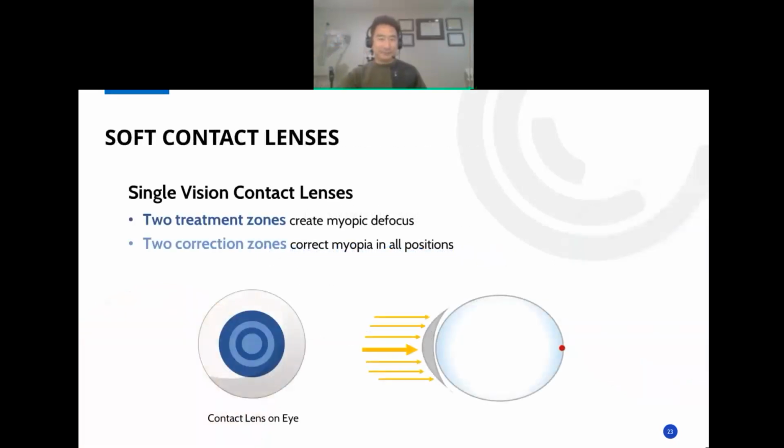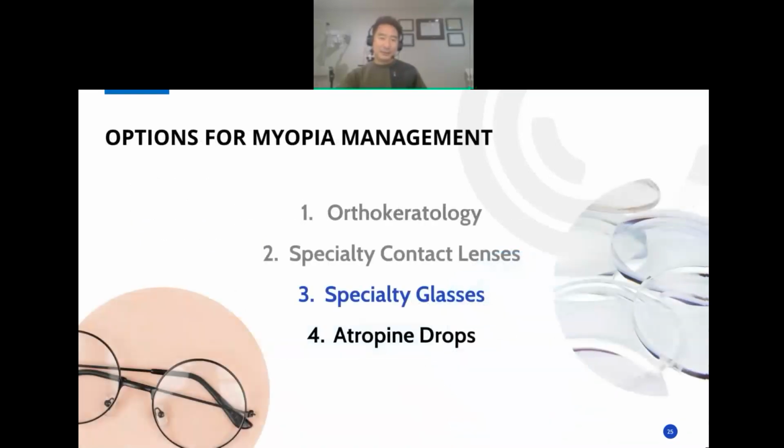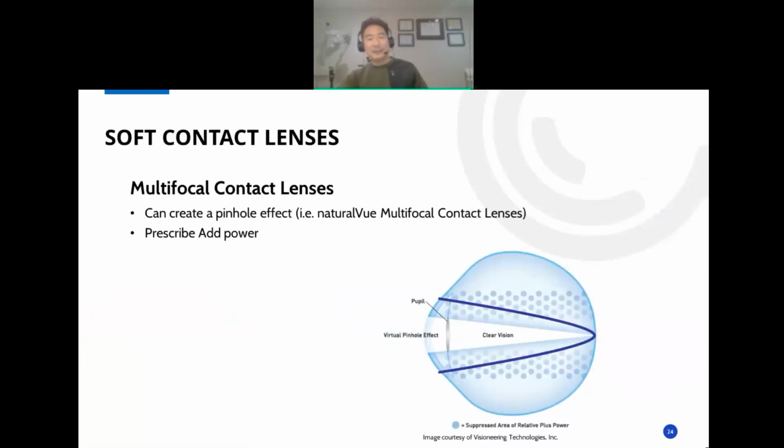Remember, the whole idea is that we want to get rid of the peripheral hyperopic defocus. So we want to focus everything up close. Again, we try to create a lens that is mostly focused in the front. One way that we can do it is through multifocal contact lenses. Hold on, let's double check. Yeah, I didn't talk about that. So the whole idea is that there could be multifocal zones, one for far away, one for up close.